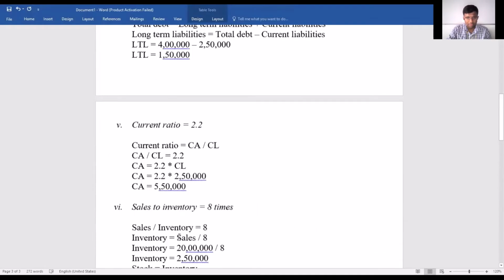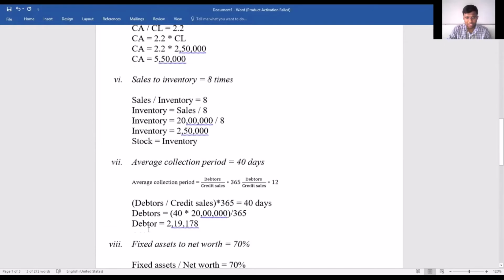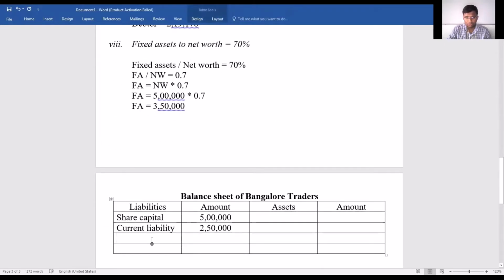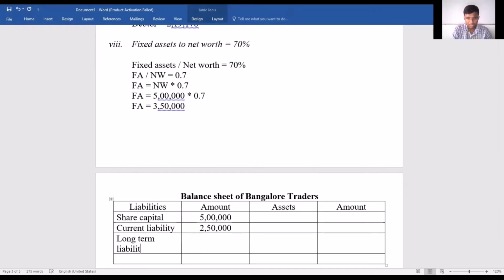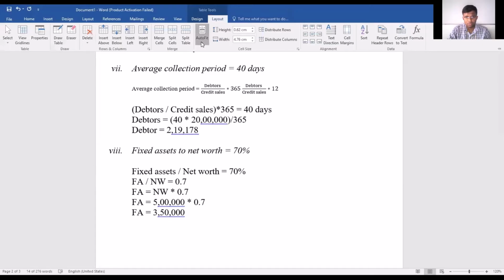Then the next piece of information that we had calculated was long-term liability. So long-term liability we can fit in. What is the other term for long-term liability? It is nothing but your loan. So long-term liabilities is 1,50,000. Just do a small adjustment over here.